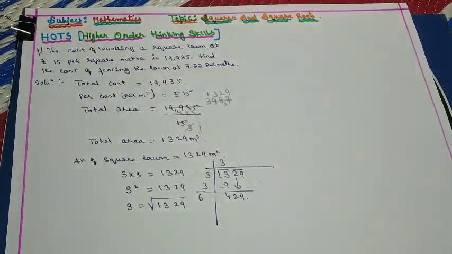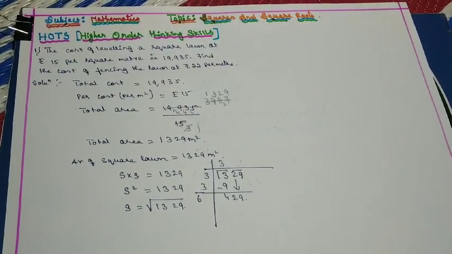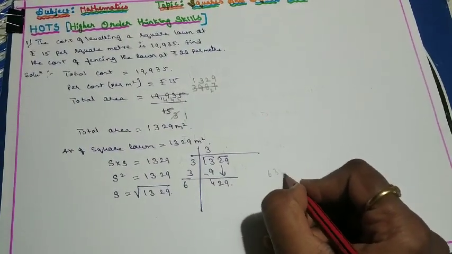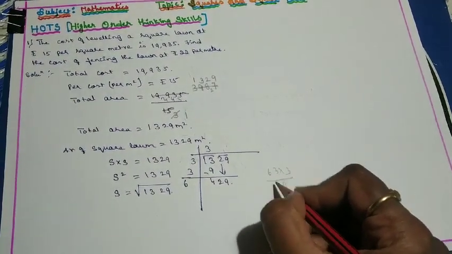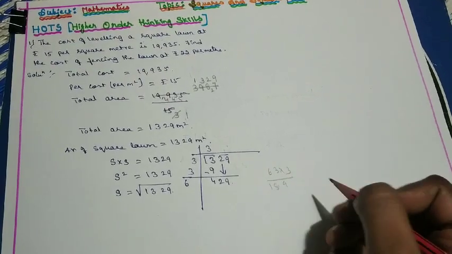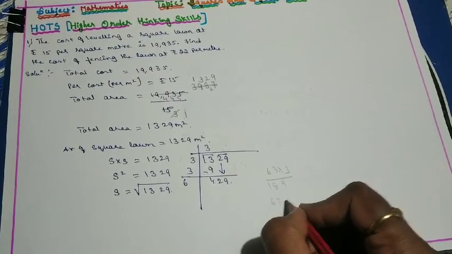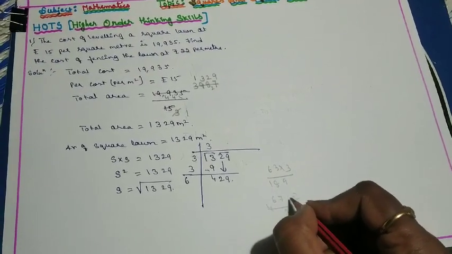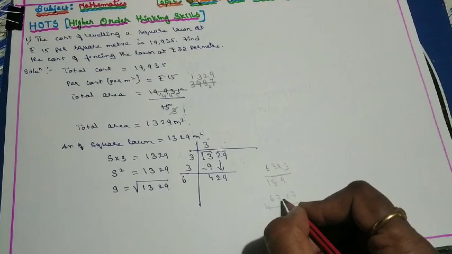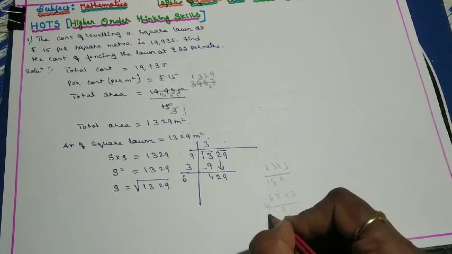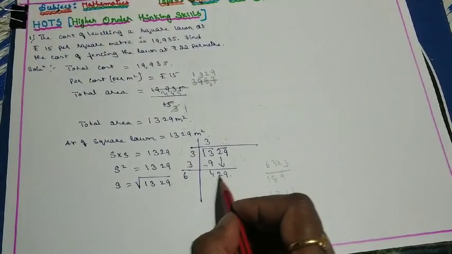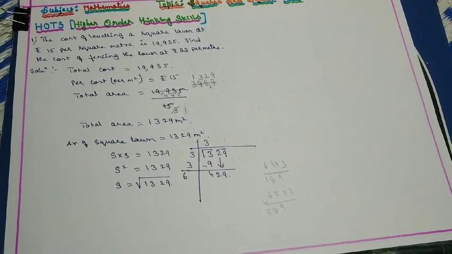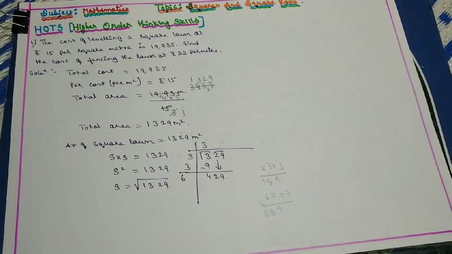Since it ends with 9, let us check with 3 and 7 in the units place. 63 into 3: 3 3s are 9, 3 6s are 18. So it becomes smaller. Let me check with 7: 7 7s are 49, 7 6s are 54 plus 4, 58. It becomes greater. It tells you that 1329 is not a perfect square, so we'll get the answer in decimals.